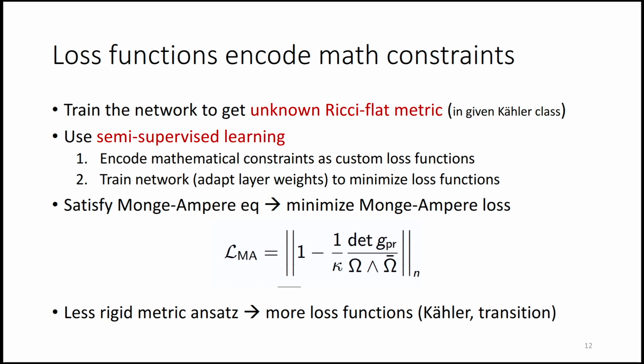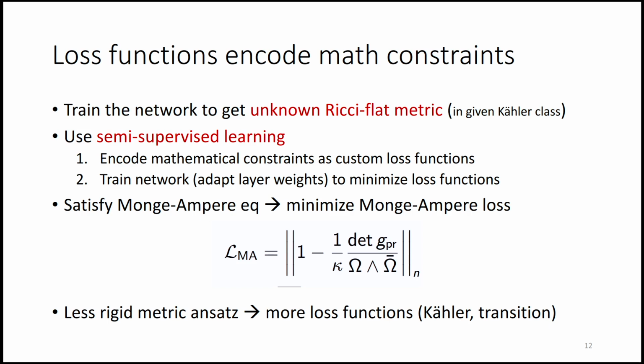So we encode all the conditions that we want the metric to satisfy in loss functions. So there will be some scalar functions that encode the constraints that we want to satisfy. So for example, here for the Monge-Ampère loss, we want to satisfy the Monge-Ampère equation. So we compute for each point how much we are differing from solving the Monge-Ampère equation, and then we sum that up and take the norm of the sum.